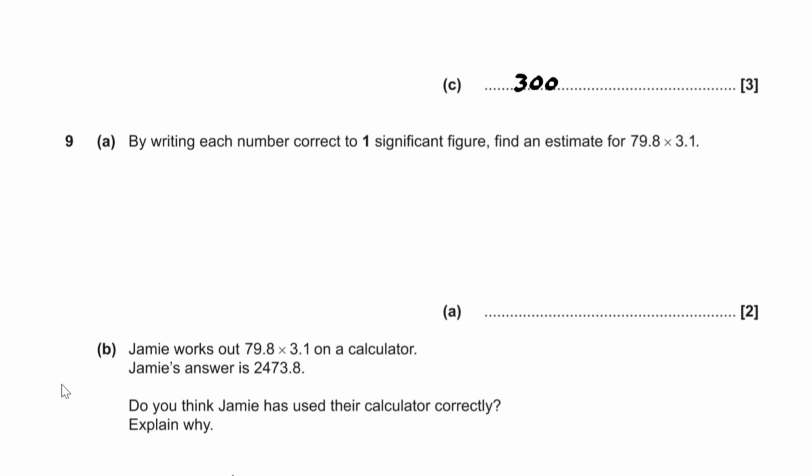Question number 9. Part A. By writing each number correct to one significant figure, we have to find an estimate for 79.8 times 3.1. Well, with our calculation, 79.8 multiplied by 3.1, the 79.8 we can round to 80 to one significant figure. 3.1 to one significant figure is 3, which means 80 times 3 is 240.